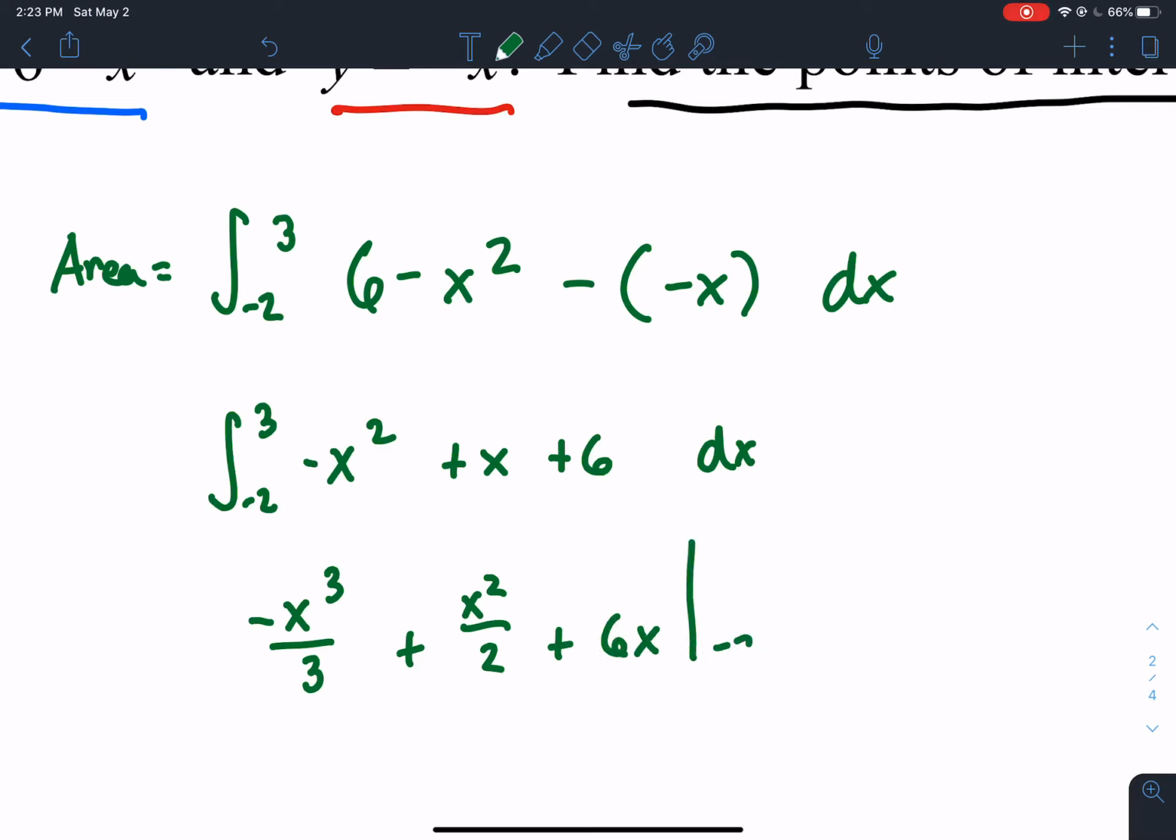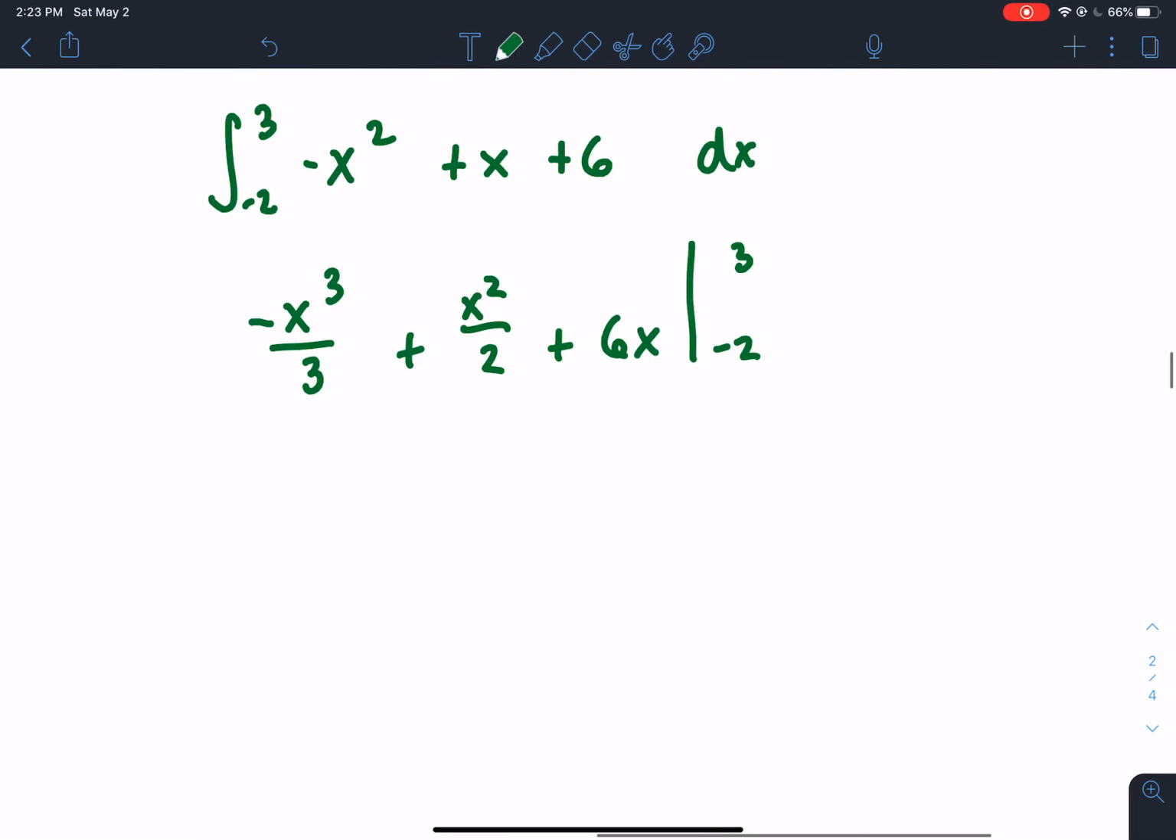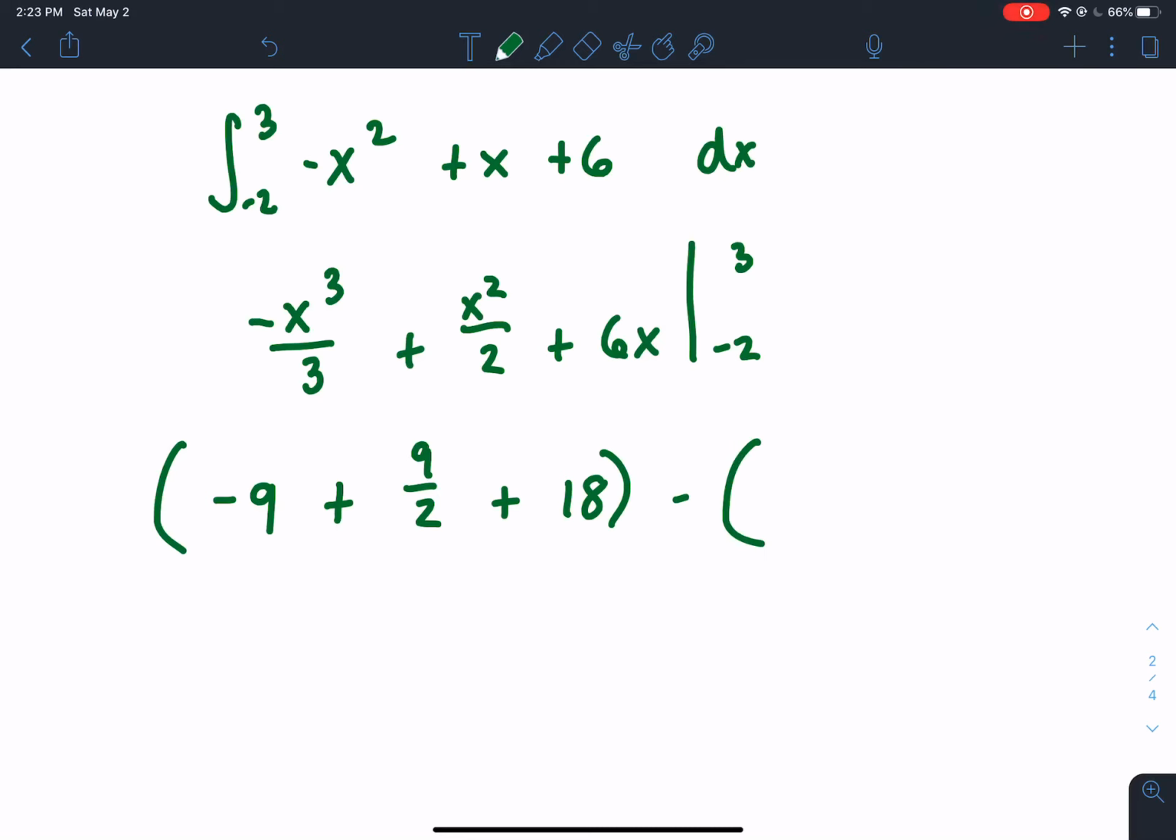And then we're going to go from negative 2 to 3. Okay, so when I plug in 3 now, I'm going to get negative 27 over 3, which is negative 9, plus 9 over 2, plus 18, minus, plug in negative 2 now, I'm going to get, that's going to be positive 8/3. Plus 2 minus 12.